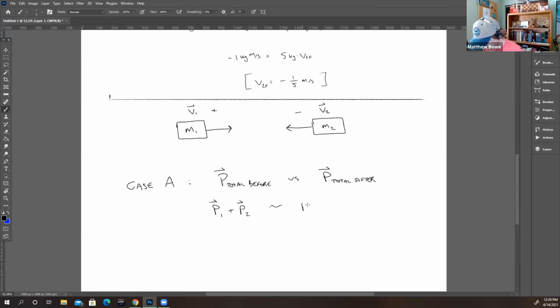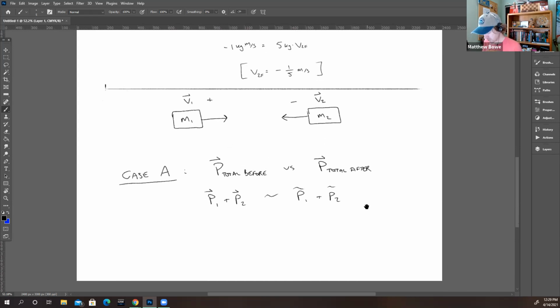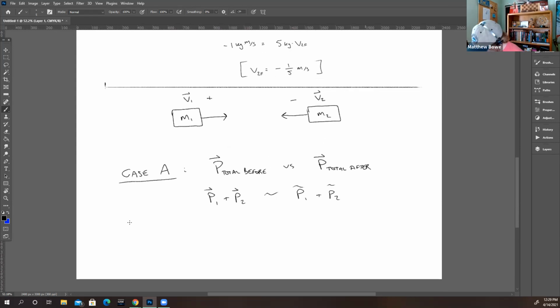Before versus, whatever, after. There's this funny thing that happens because of these vector components. That's what we're going to look at and why we might not want to use case A for this arrangement, this scenario. The other thing that we could try doing is using what is brought up in case B in the instructions.